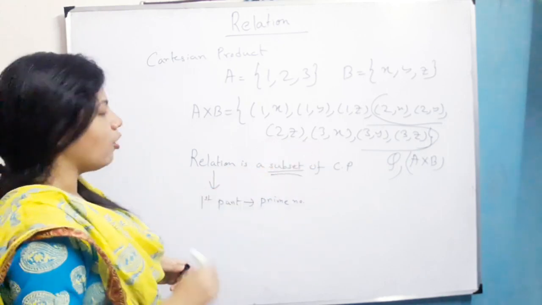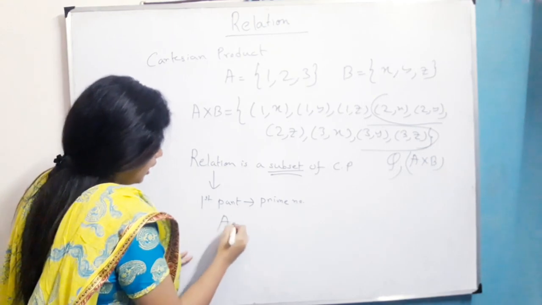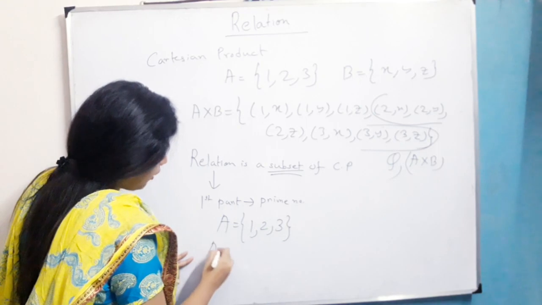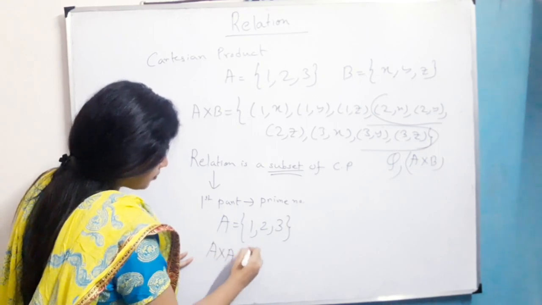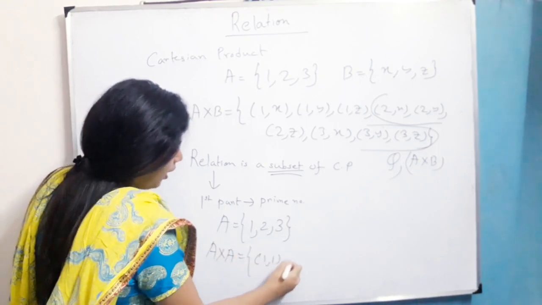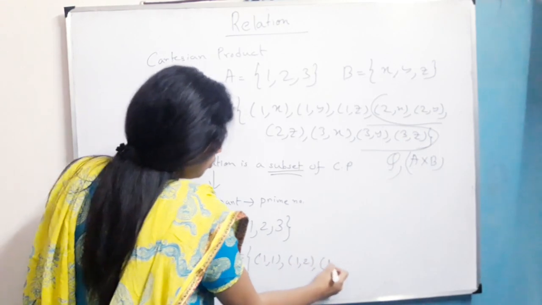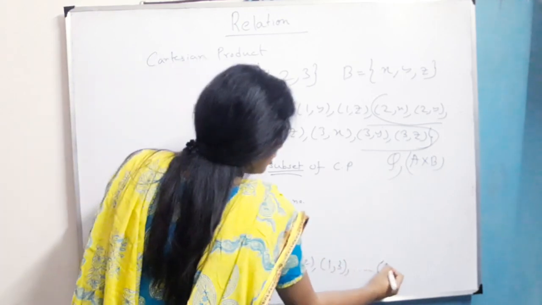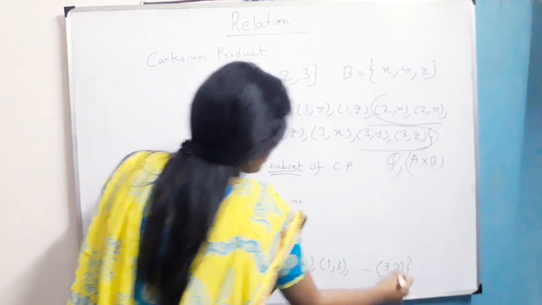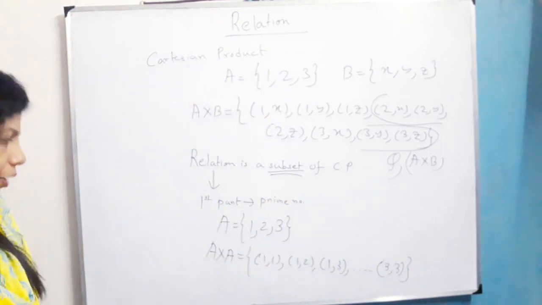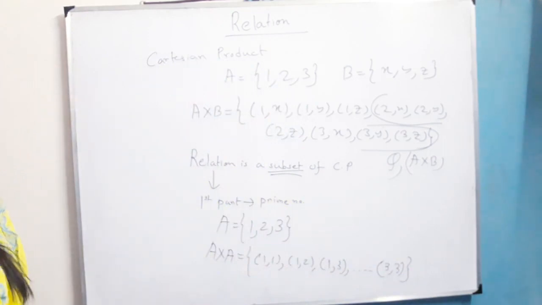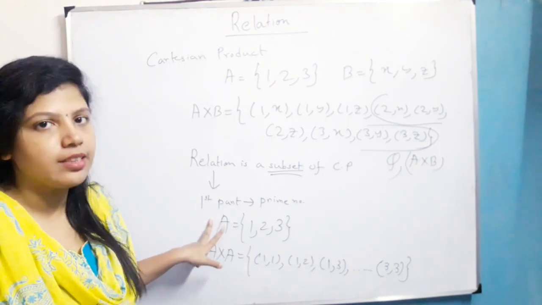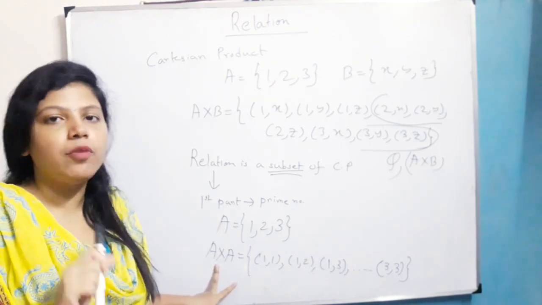Now, if I take only one set, just 1, 2, 3, then A cross A means (1,1), (1,2), (1,3) like this, and the last element will be (3,3). So if I say that our relation R is defined on the set A, that means that R is a subset of A cross A. I am repeating once more.